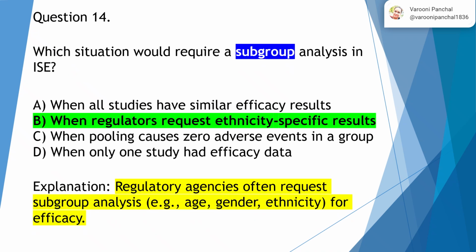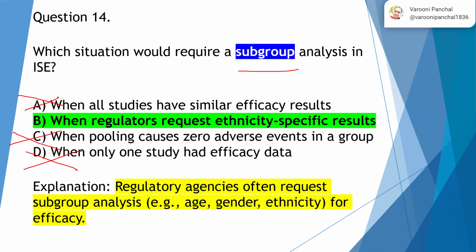Question 14. Which situation would require a subgroup analysis in ISE? Option A, when all studies have similar efficacy results. No. When pooling causes zero adverse events in the group. No. When only one study had efficacy data. No. Even if you have only one study with efficacy data, how can you do the subgroup? Subgroup is where you need to have sufficient data across multiple studies.